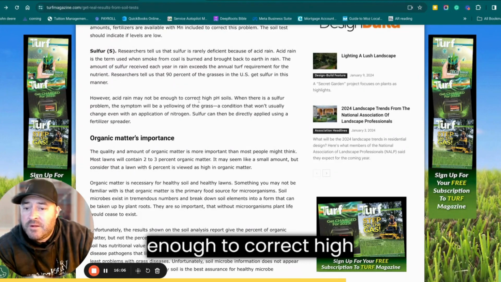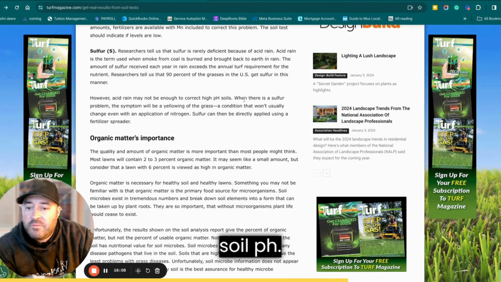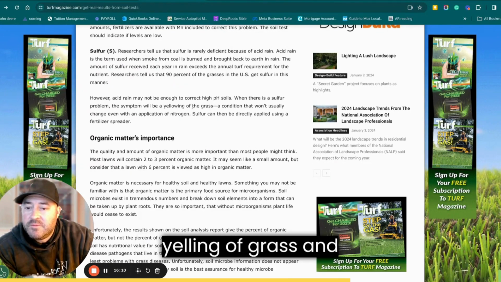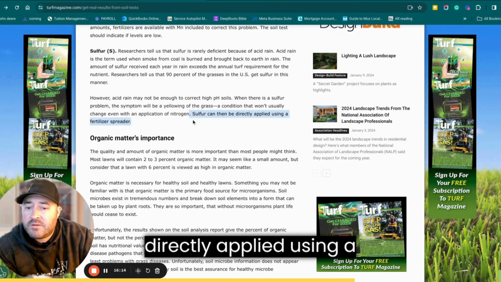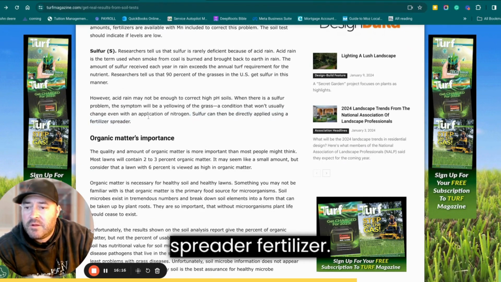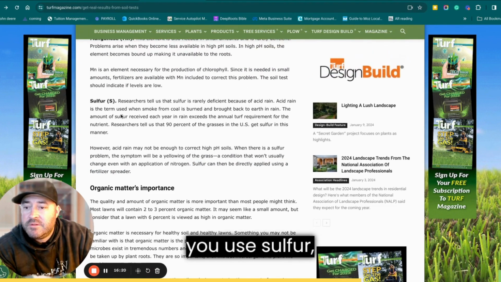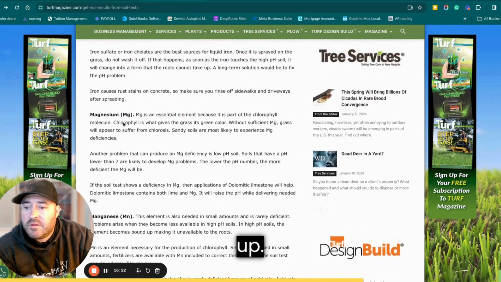Sulfur can be directly applied using a spreader fertilizer. So if you want to bring the pH down, you use sulfur. If you want to bring the pH up, you use lime.